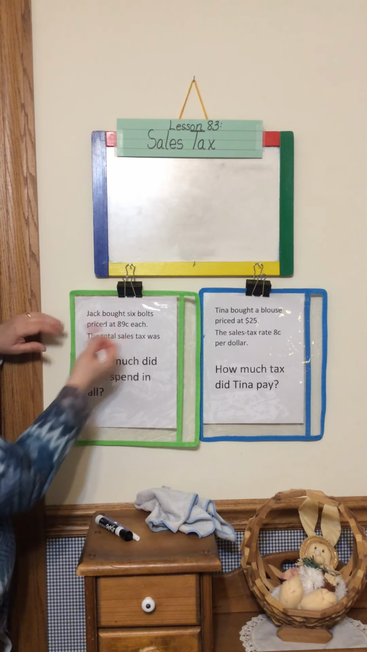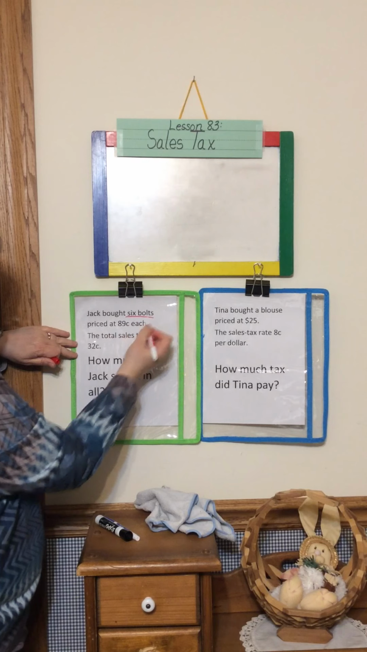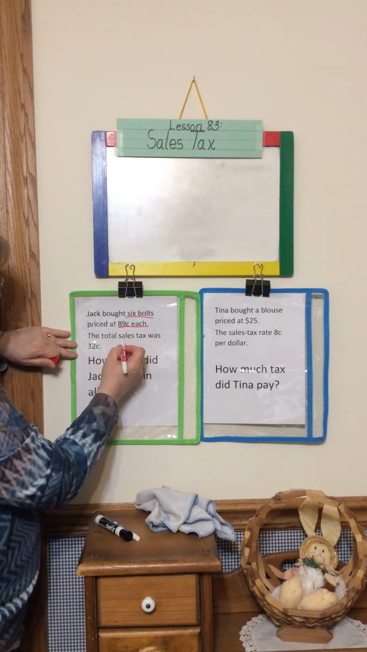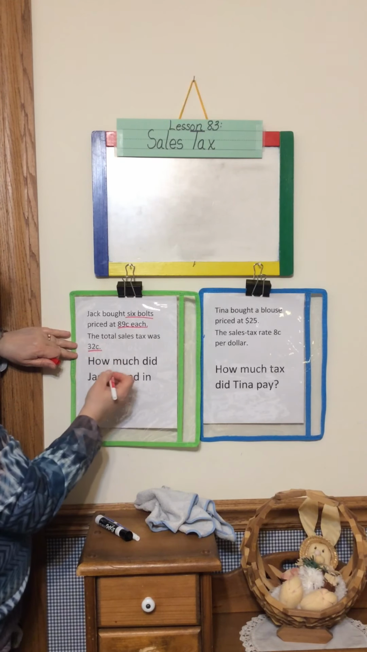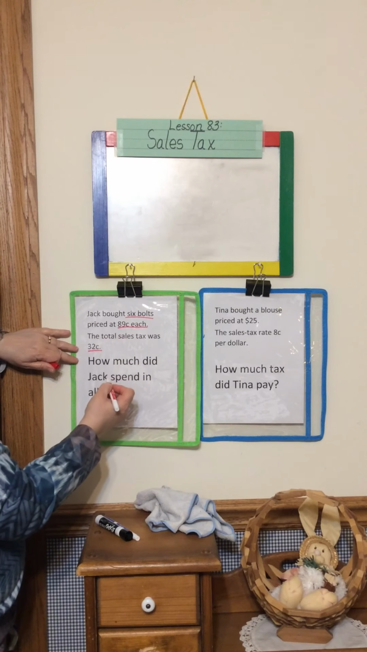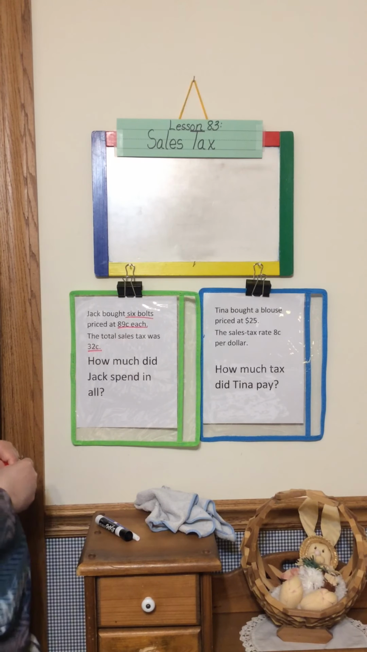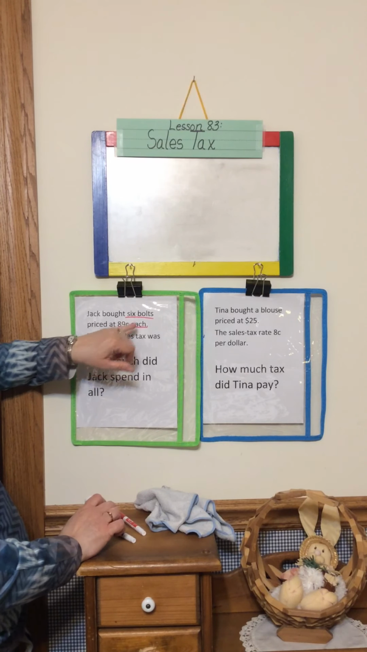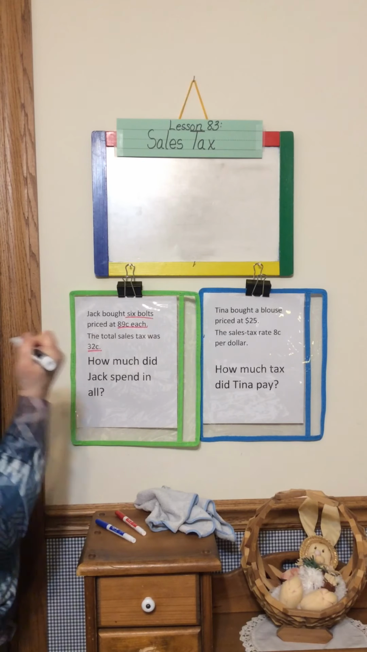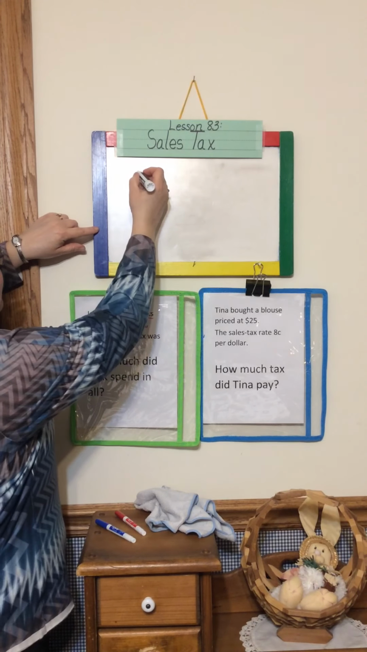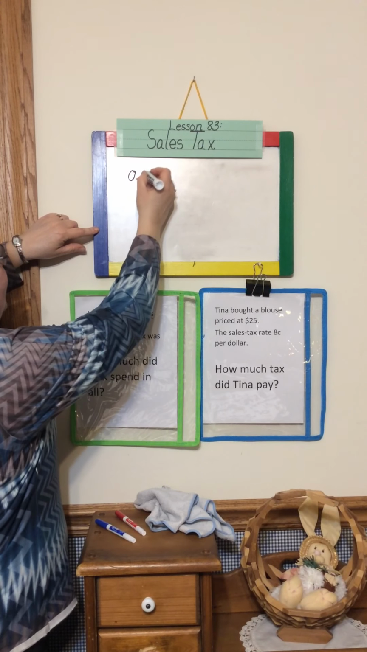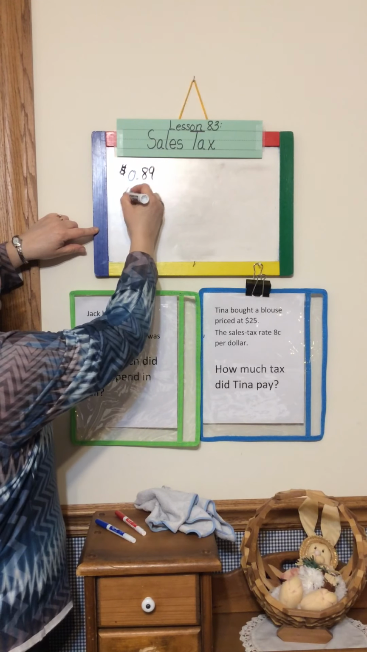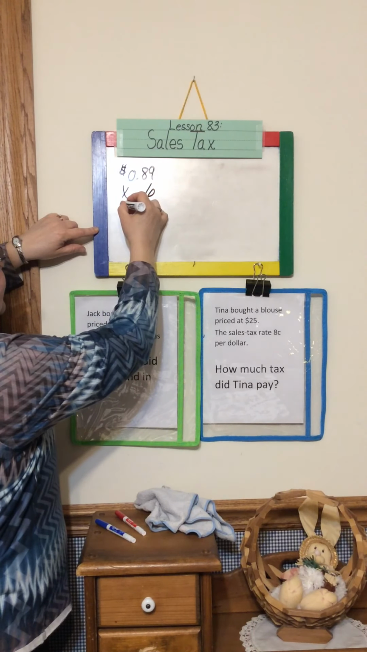The first one is Jack bought 6 bolts priced at 89 cents each. The total sales tax was 32 cents. How much did Jack spend in all? And we actually have 2 different problems here in this one. First of all, we need to figure out how much money did Jack spend on the bolts themselves. And 89 cents, so we're going to change 89 cents into dollars. So 89 cents we do with a dollar sign. And we're going to multiply that times 6.